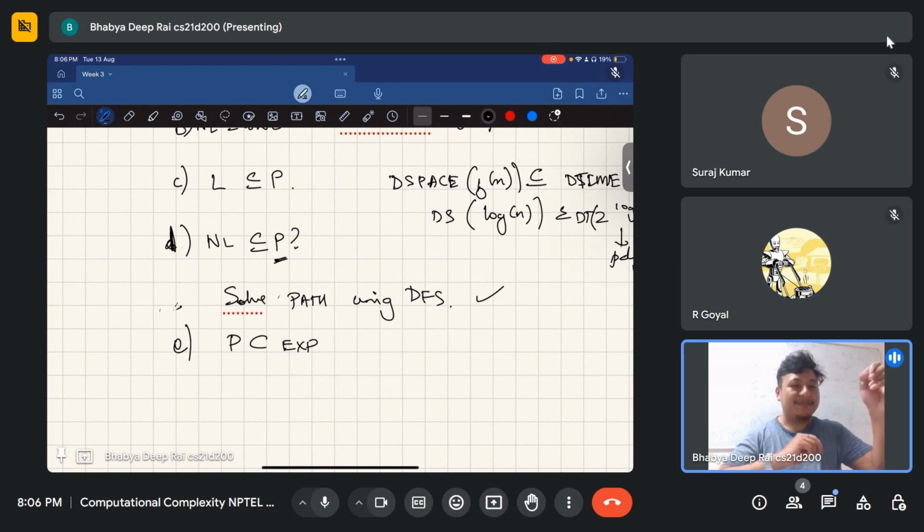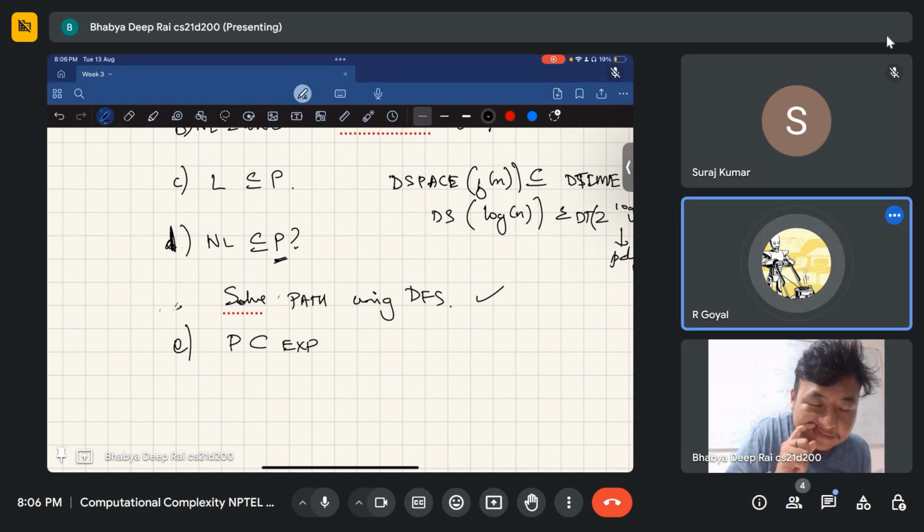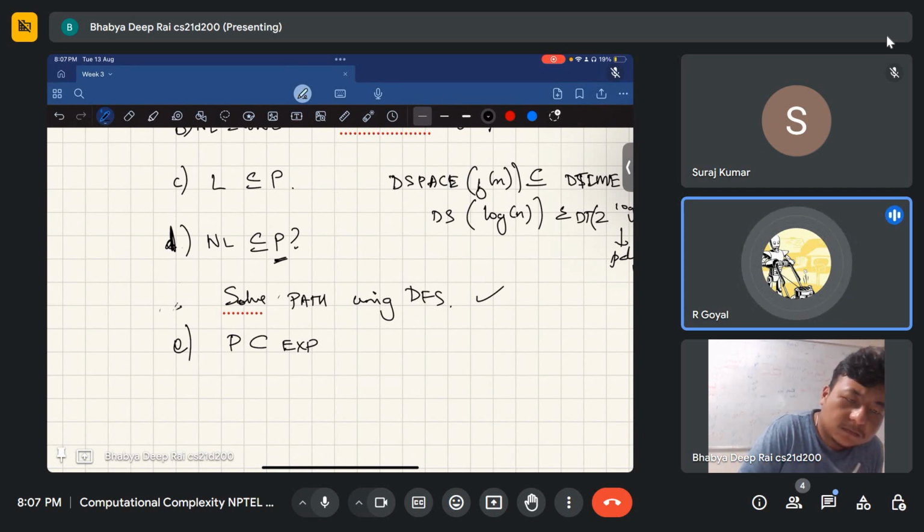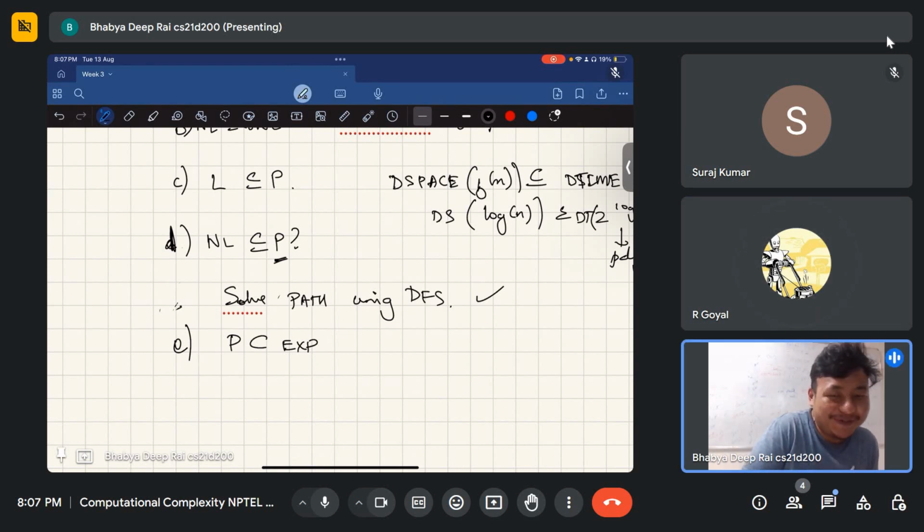That is, there are languages in EXP that cannot be solved by a P machine. Say, the satisfiability problem is in EXP. Well, yes, but for the satisfiability problem we don't know whether it's in P or not. So it's not enough to argue; maybe satisfiability is in P. Okay, so I'll give you the answer.